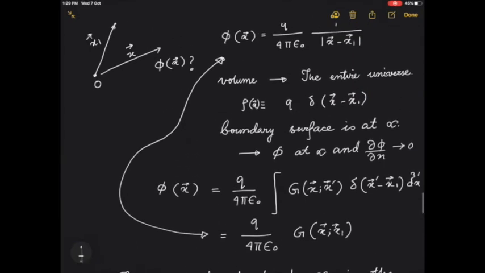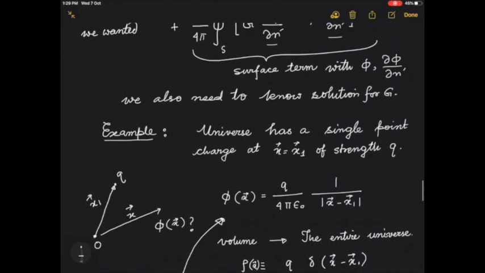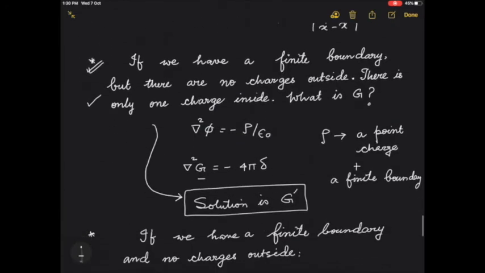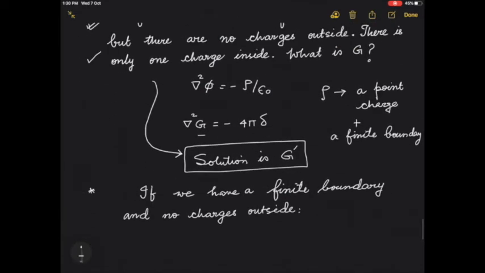So what does it tell us about this second term, the surface term, this term? It tells us that this phi and del phi del n prime has to be 0 at the boundary if there is no charges outside that boundary. At the surface of the boundary, this has to be 0, because if they are not, then my solution for phi will be different from the first case.